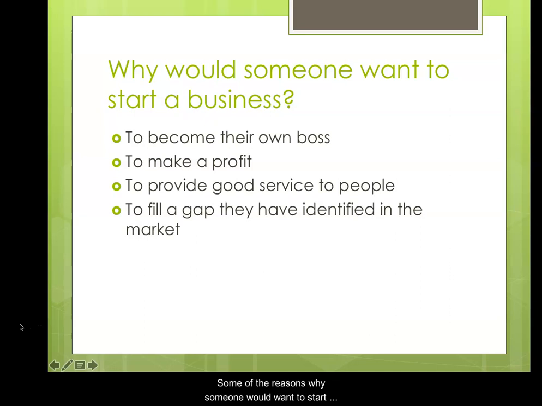Some of the reasons why someone would want to start up a business is to first of all become their own boss. They would also like to make a profit. They do this to provide a good or service to people. And they also do this to fill a gap that they have identified in the market. So if you've not got any of these ideas down, it would be a good idea to copy them.